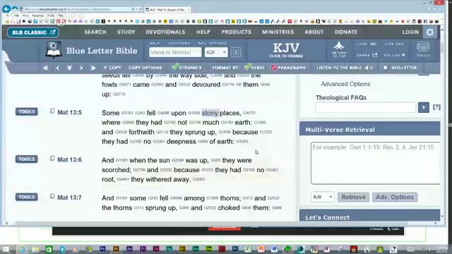All right, so let's go back and look at that verse again, and also remember to share. There we go. All right, so here we are. And forthwith they sprung up because they had no deepness of earth. So basically, these are just beliefs that can pop up quick and easy because there's no root for them to depend on, all right?